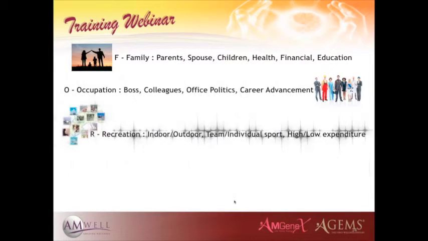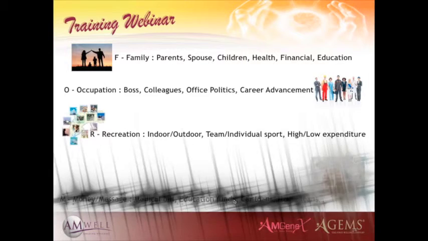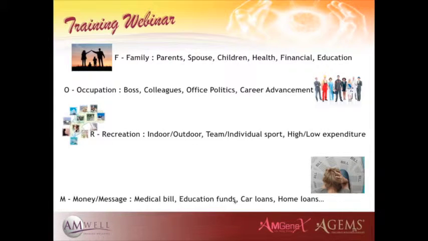The next key alphabet is R, recreation, indoor, outdoor, whether it is team or individual sports, whether it is a high expense or low expenditure kind of recreation. For example, between golf and playing bowling, they are different expenses. Next, they will talk about money or message. They will talk about medical bills, education funds, car loans, home mortgage loans, etc. Basically, FORM, it stands for form.